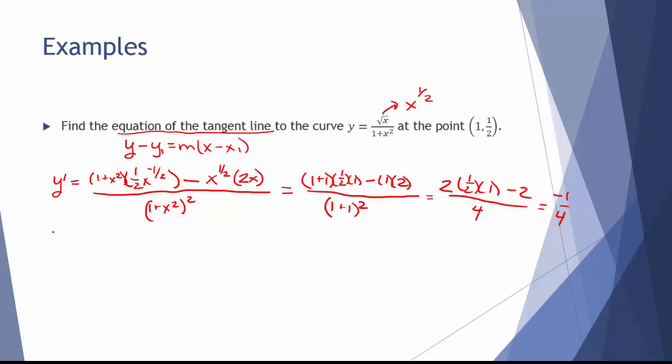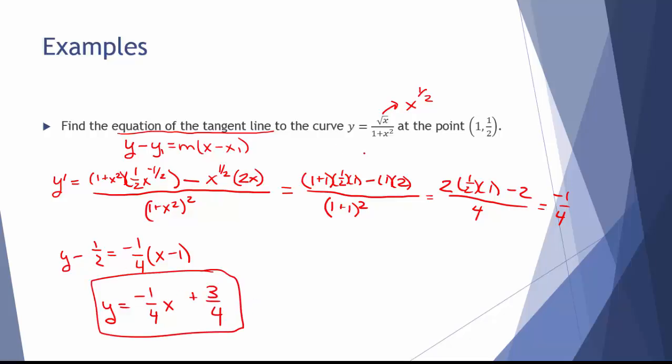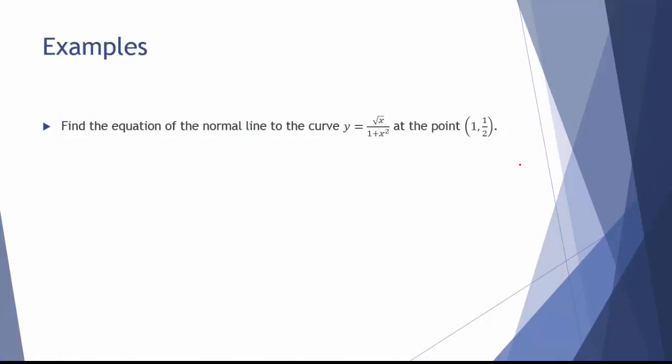Now that we have the slope, we're pretty much there. We just need y minus the y value, which is 1/2, equals the slope, which is negative 1/4, times x minus the x value, which is 1. So if we isolate the y, we'll get negative 1/4 x, plus 1/4 plus 1/2 for plus 3/4 total. There is the equation of the tangent line to this curve at the point 1, 1/2. So keep that in mind as we take a look at the next example.